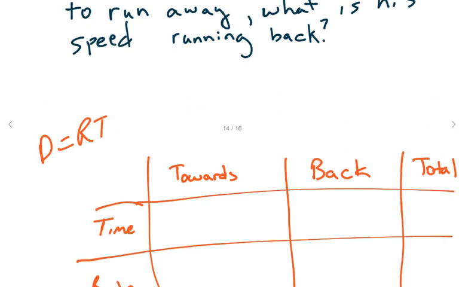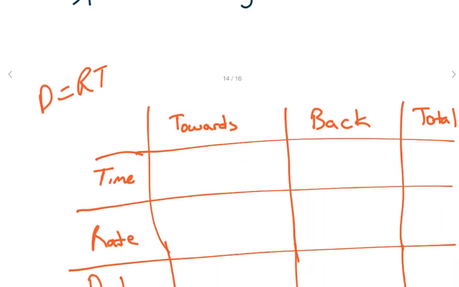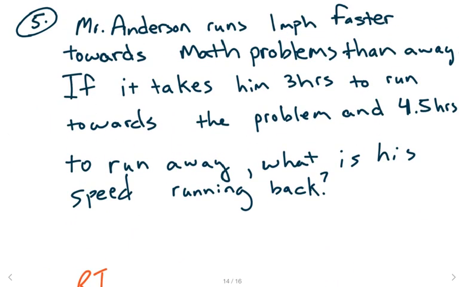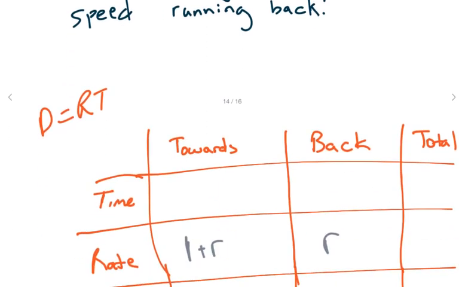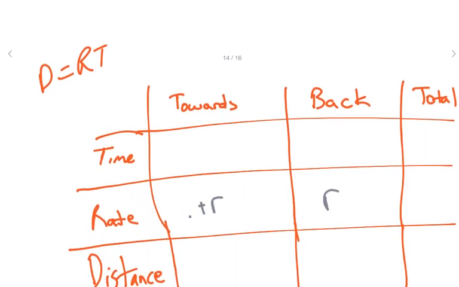Okay, so let's see here. Mr. Anderson runs 1 mile per hour faster towards, so he runs 1 mile faster. It's weird talking to myself, referring to myself in third person. So if this is R, this is 1 plus R. Let's see if that makes sense. Runs 1 mile faster towards the math problem than away. So if you're going faster, actually I need to switch that, right? This actually has to be R plus 1.